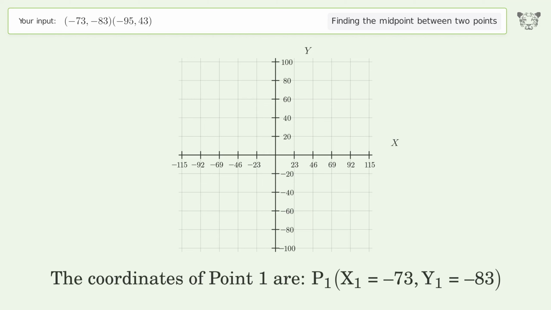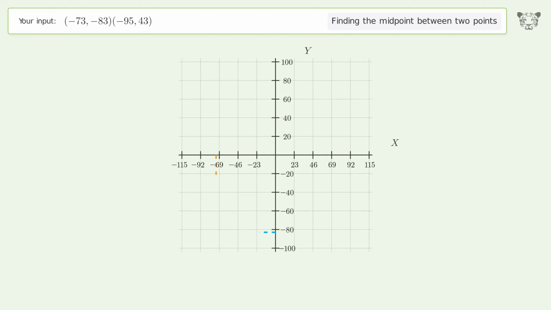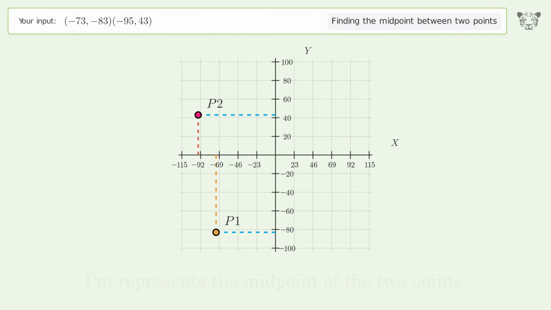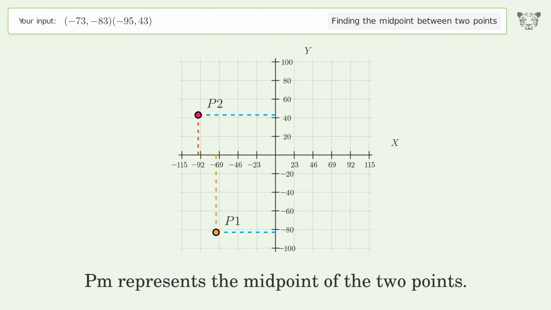The coordinates of point 1 are, x1 equals -73, y1 equals -83. The coordinates of point 2 are, x2 equals -95, y2 equals 43. PM represents the midpoint of the 2 points.